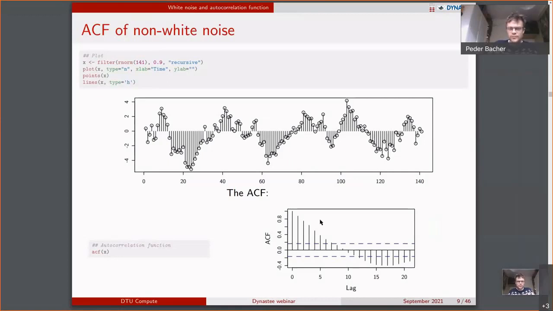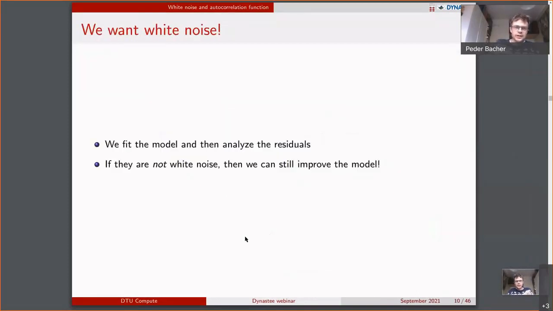That's what we can conclude from this result of the autocorrelation function, where we have clearly a lot of these bars sticking out of the 95% confidence interval. So we can reject the hypothesis that this is white noise. It's something else, and basically we need to do something if we want to model this. We need a model. So we fit the model and then we analyze the residuals, and if they are not white noise, then we can still improve the model. That's pretty much the basic technique that we use.